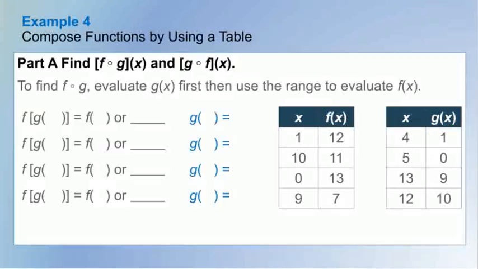So to do this, let's do f of g of x first. So to find f of g, evaluate g of x first, and then use the range to evaluate f of x. So the blue here is going to be our g of x. We're going to put x in here. So if I put a 4 in for x, g of 4 will give us 1. G of 5 will give us 0. G of 13 will give us 9. And g of 12 will give us 10.